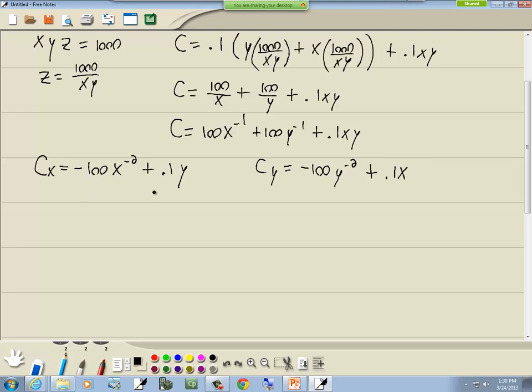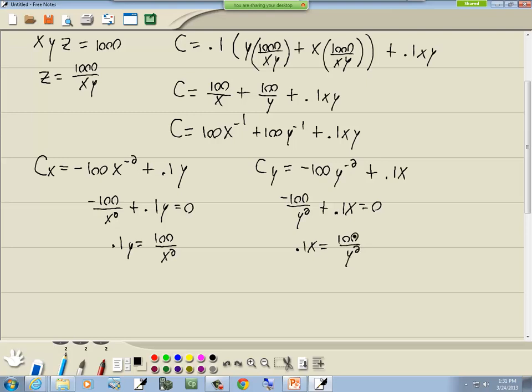Now we want to set these equal to 0 and solve them simultaneously. So this is negative 100 over x squared plus 0.1y equal to 0. And this one is negative 100 over y squared plus 0.1x, and set it equal to 0. Again, we'll do a little bit of simplifying. Take the negative 100 over x squared to the right side, so I've got 0.1y equals 100 over x squared. And here I'll have 0.1x is equal to 100 over y squared.